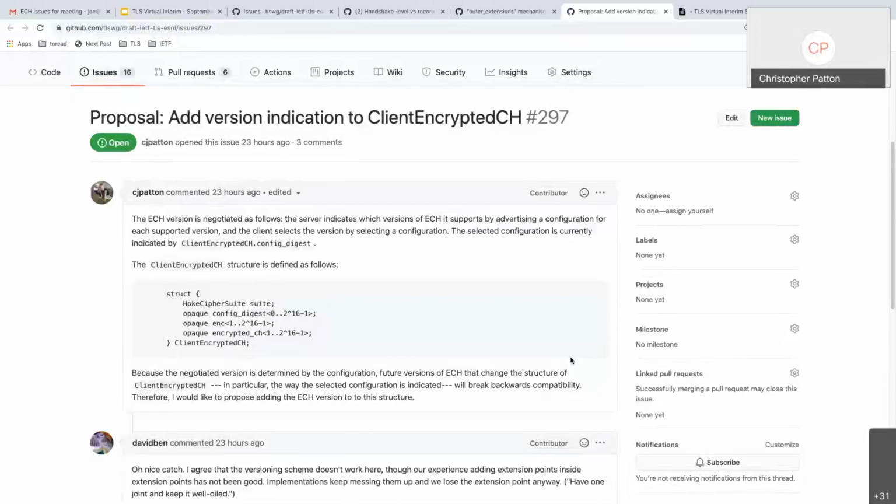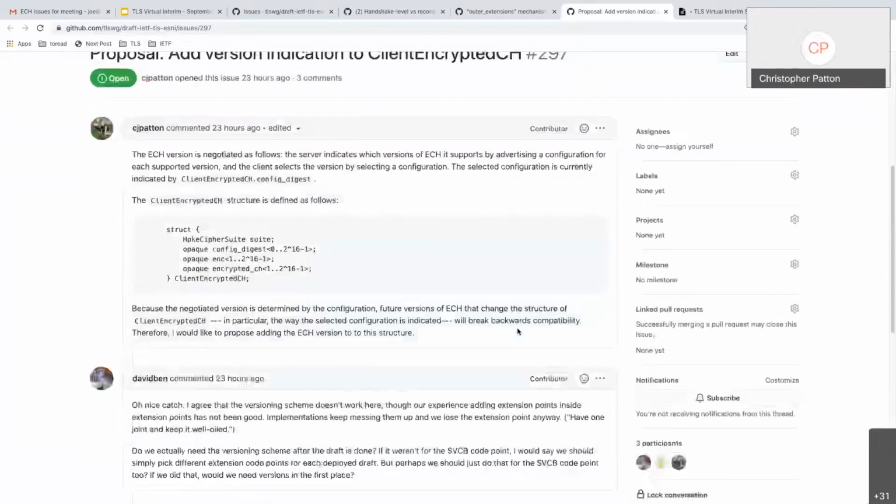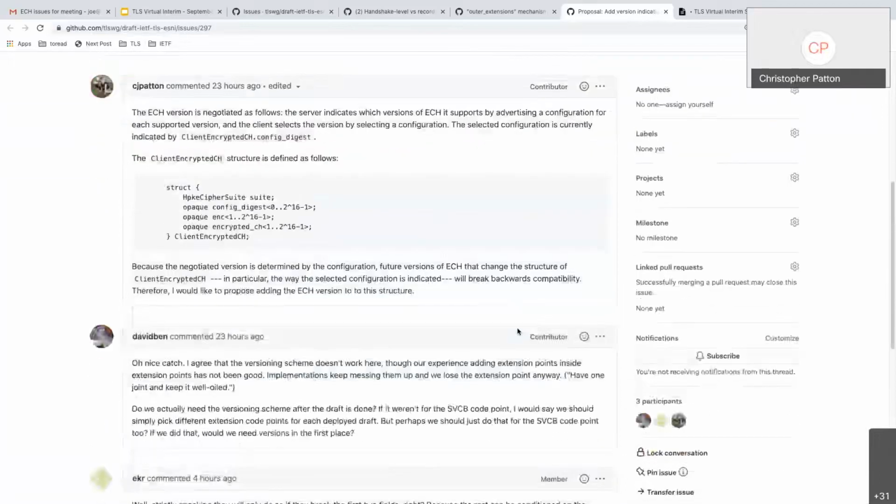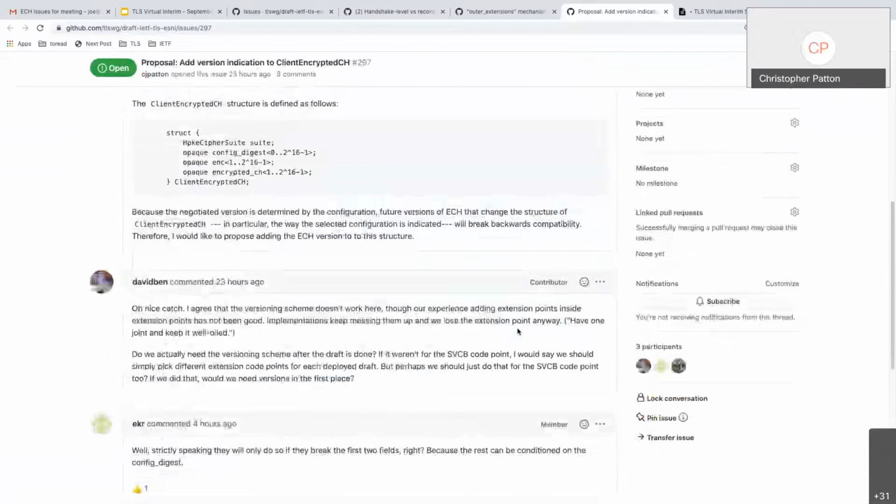David Benjamin pointed out, why do we need this in the first place? And I wanted to talk about that. I don't really have an informed opinion on whether it's useful to be able to negotiate the version of ECH. So I was wondering if people would chime in on that. I wish David was here because he brought this up.